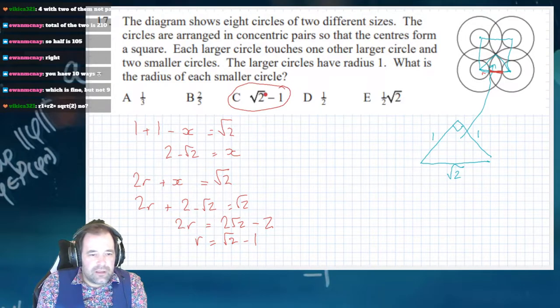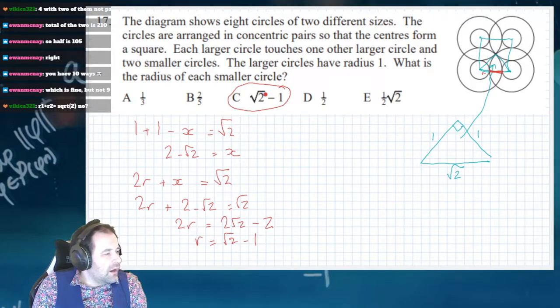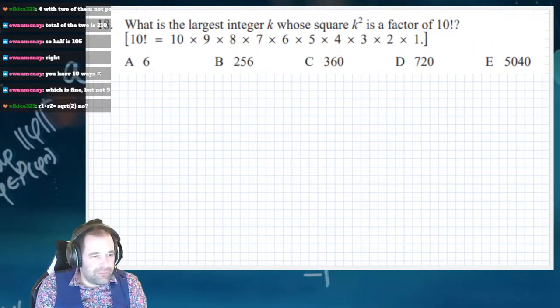Is that what you got, Vic? I don't quite get what you said. Radius of one plus radius of two equals square root two, no? Well, I've got an answer that I'm happy with. I don't think I did it in the cleanest way. But I've got an answer that's in the grid, so I'm going to go with that one. Vic seems to be good at everything, by the way.